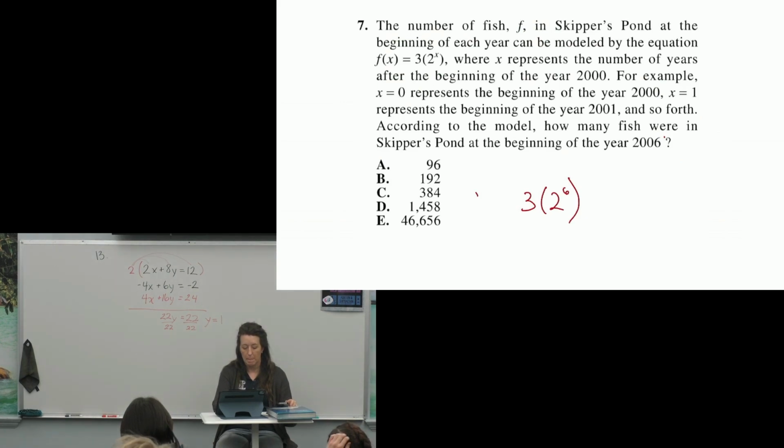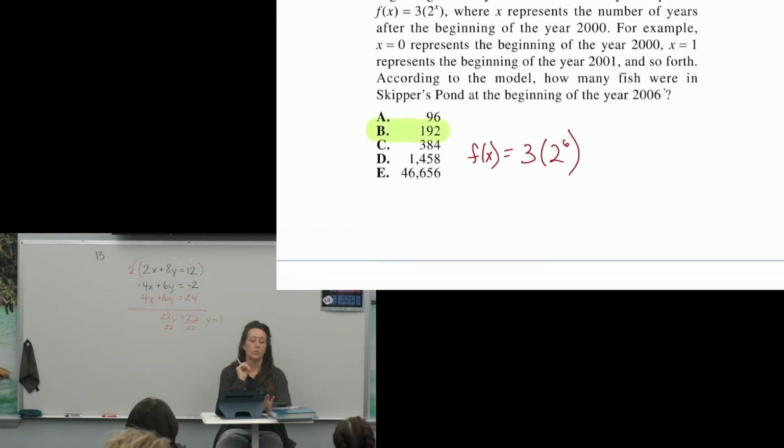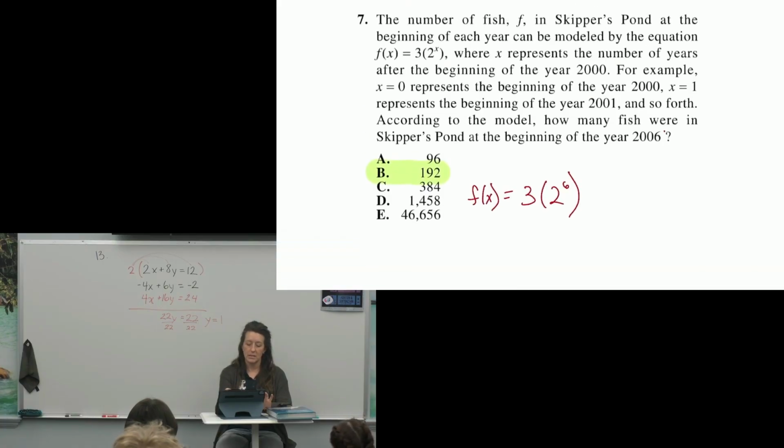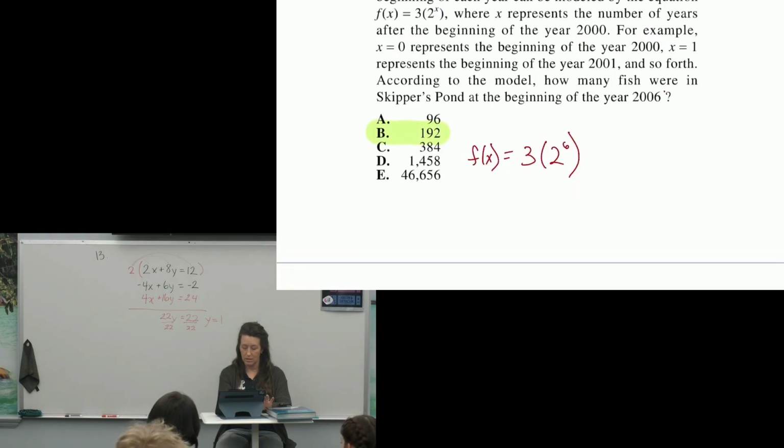Good. So 3 times 2 to the 6th, right? So how many fish were there in 2006? What did you get? Is that what you got? E? Yep. So 2 to the 6th is what? 32, 64 times 3 is 192. Does that make sense how we did this? Where the x is the year after that, so that's how we're knowing to put the 6 right there in the exponent.